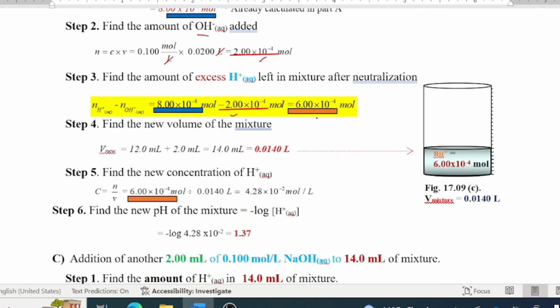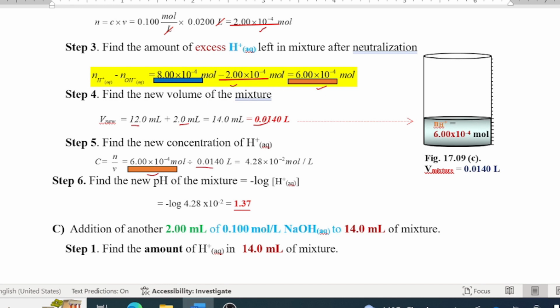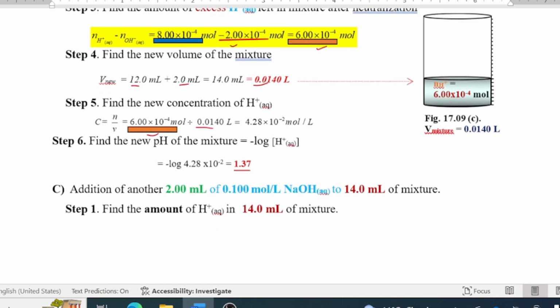So now we're left with a new amount of H in a new volume. See, that was 12. Now we're adding 2. You end up with 14, which is this. So the new concentration will be equal to n over V, which is this one here, because we end up with a new amount divided by the new volume. And it gives you this. The negative log of that, again, is 1.37. Why is it going up? You're taking out more of the H plus and you're adding some more volume. So therefore the concentration has changed.